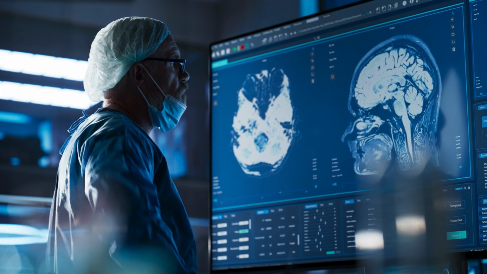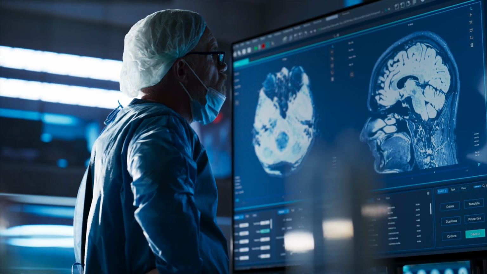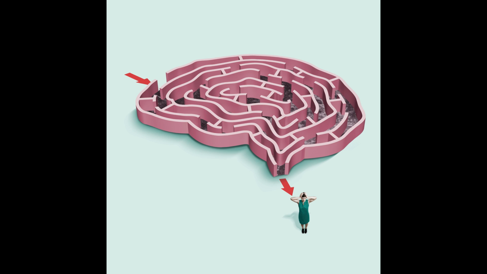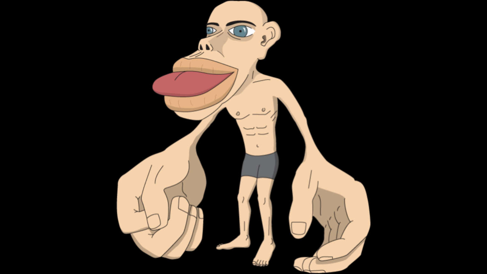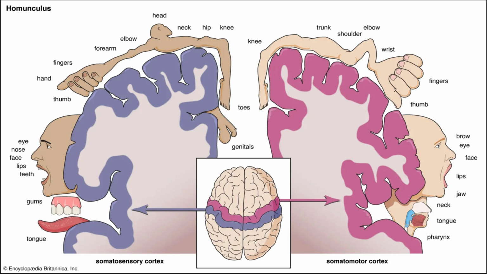Fast forward to more recent times when we were starting to unravel the mysteries of the brain and the new concept of the homunculus was born. So if we look at the human brain, we can actually see... There we go. Is that better?